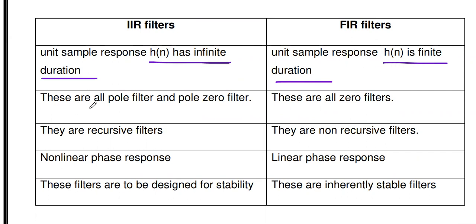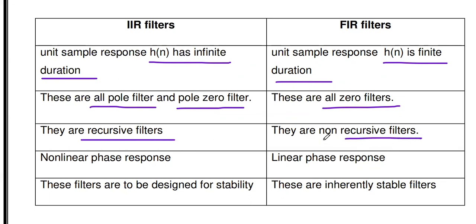Then IIR filters are all pole filters and pole zero filters also. IIR filters are of type all pole filter as well as pole zero filter. But FIR filters are all zero filters, there is no pole in an FIR filter. Then IIR filters are of recursive type, FIR filters are of non-recursive type. Recursive means the present output depends on present input and previous output. Non-recursive means the present output depends on present input and previous input, not previous output.